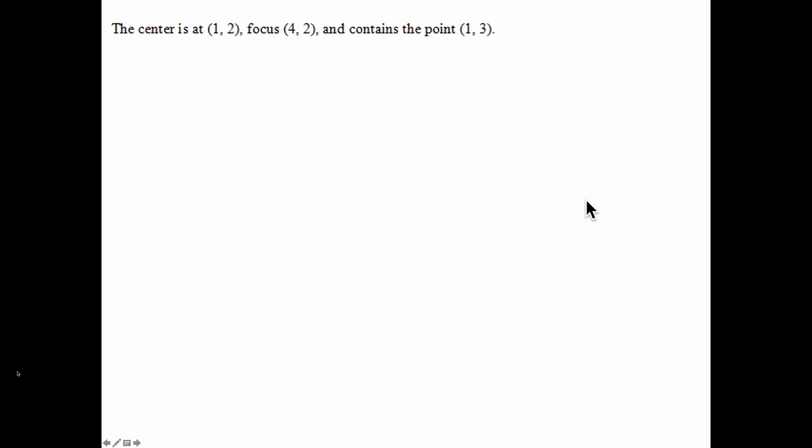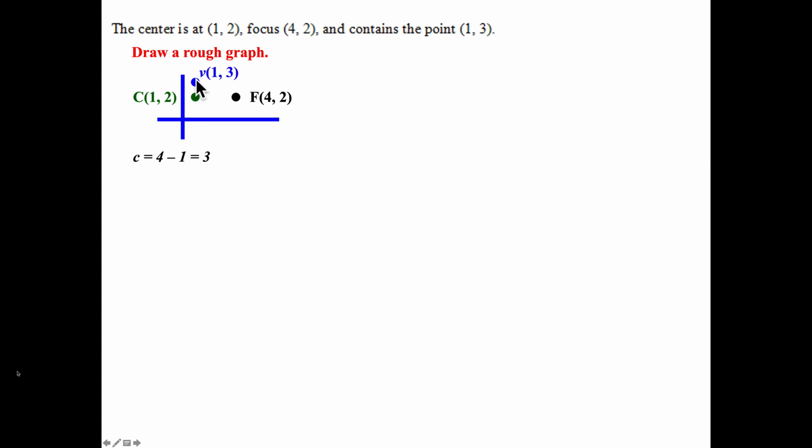All right, last example. Center is at (1, 2). Focus is at (4, 2). And contains the point (1, 3). So plot points. (1, 2), there's my center. (4, 2), there's my focus. (1, 3) is right above, so that's going to be a co-vertex. All right, so c, 4 minus 1 is going to be 3. Here we have the distance b from 3 to 2, so we have a b value of 1.